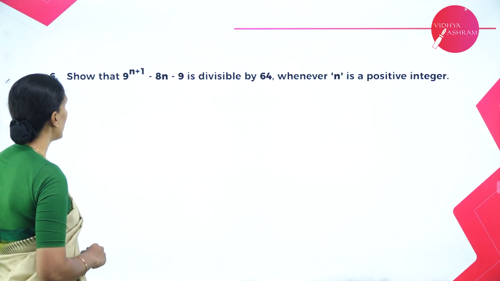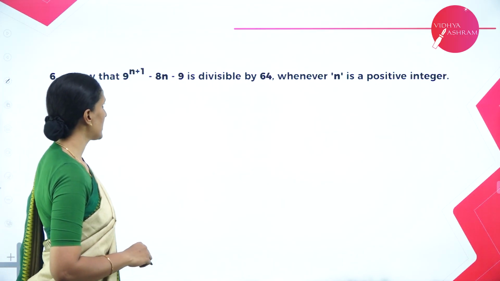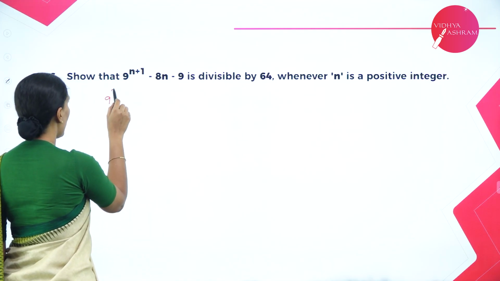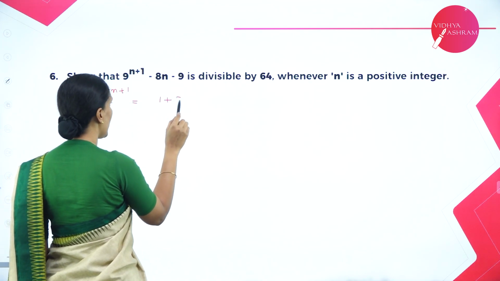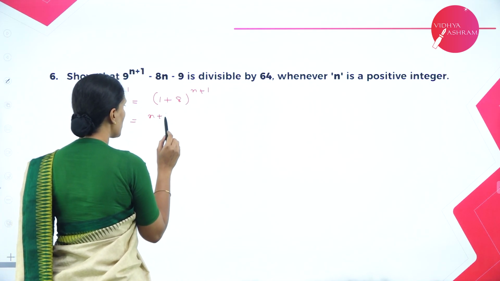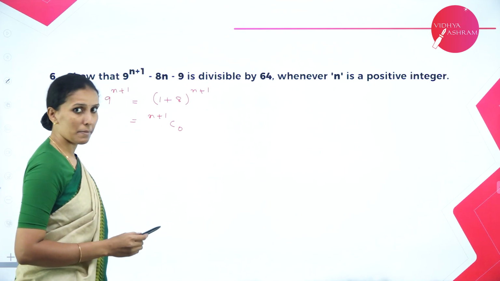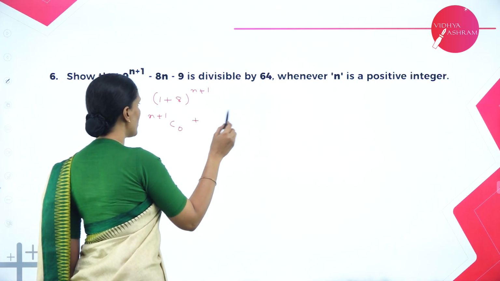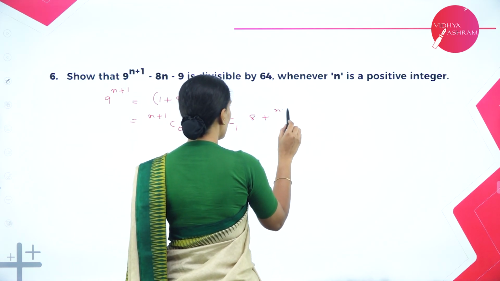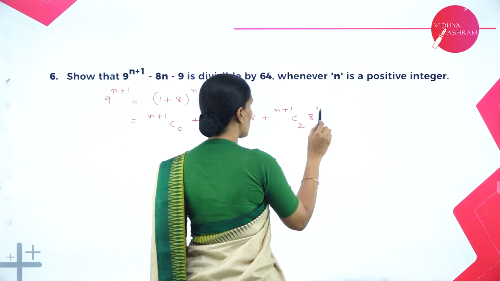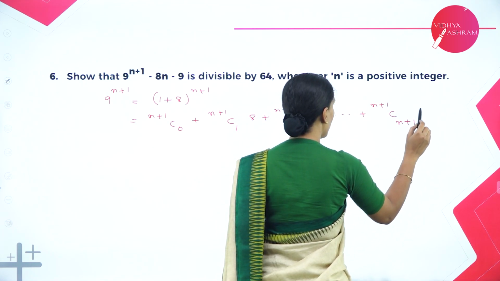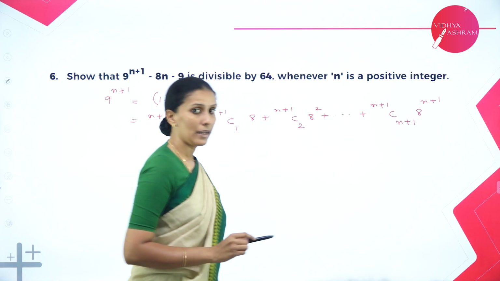Next one: show that 9 to the power n plus 1 minus 8n minus 9 is divisible by 64. Now here 9 to the power n plus 1 can be written as (1 plus 8) to the power n plus 1. If we expand this using the binomial theorem, we will get n plus 1 c0, since the first term is 1, we can leave a and just write b, n plus 1 c1 8, n plus 1 c2 8 square, and like that up to n plus 1 c n plus 1 8 to the power n plus 1. So this is the expansion we'll get.